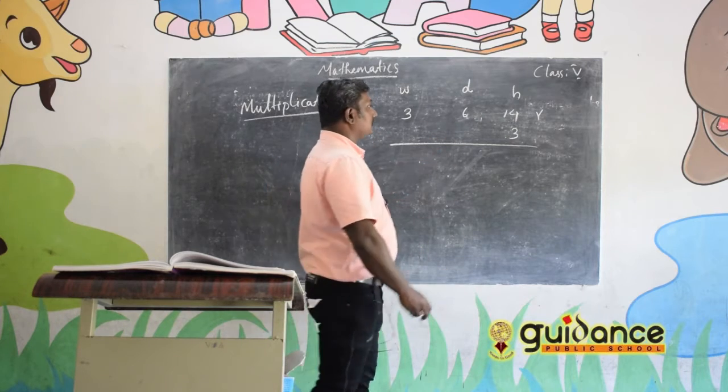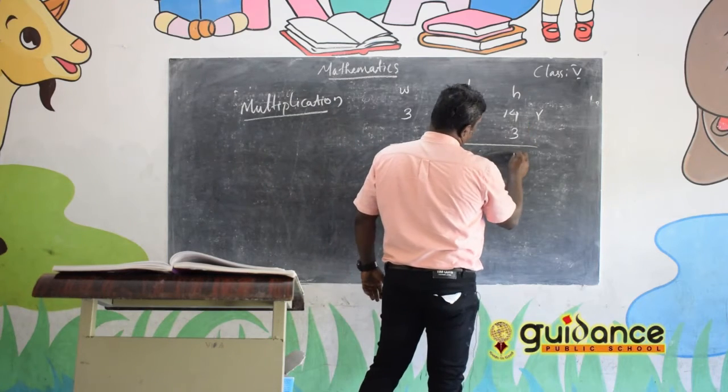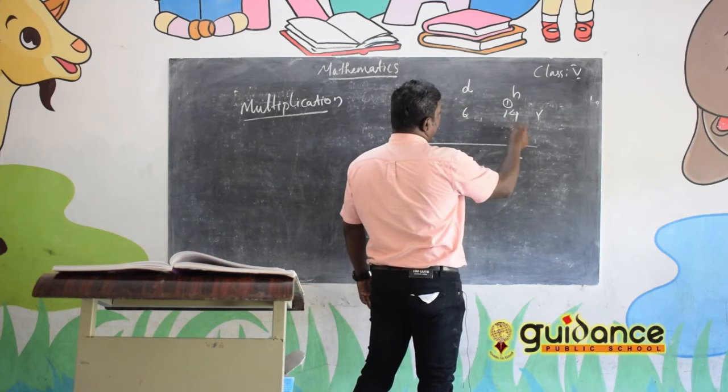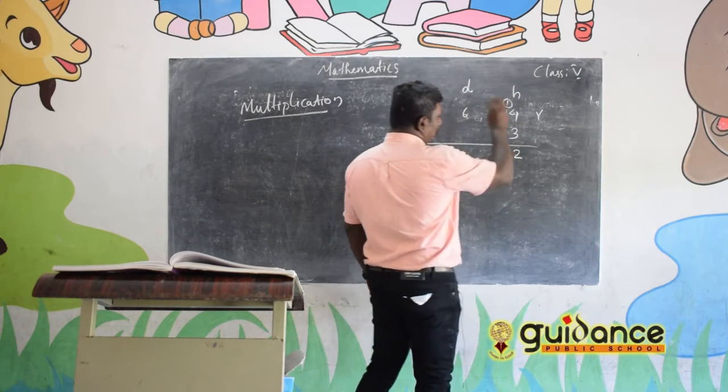So first we consider 3 into 4 is 12. 3 ones are 3, plus the remainder 1 is 4. Then we got 42 hours.